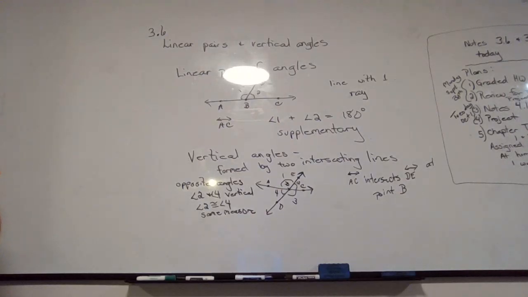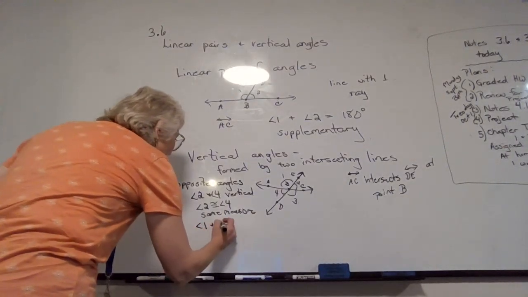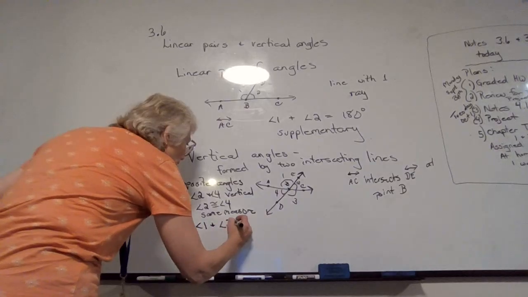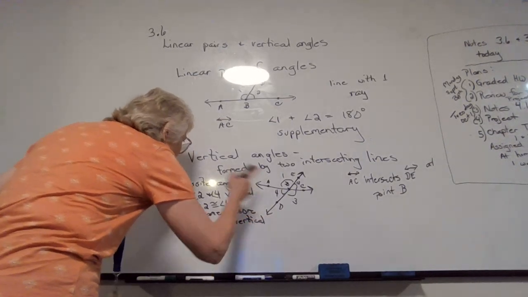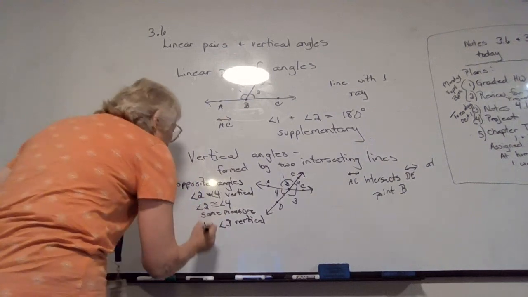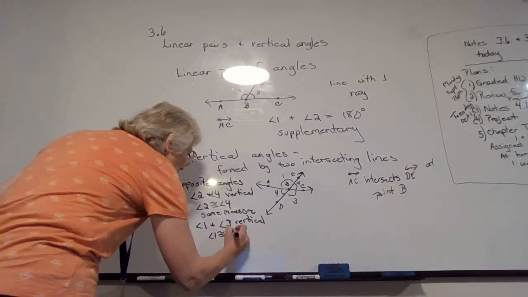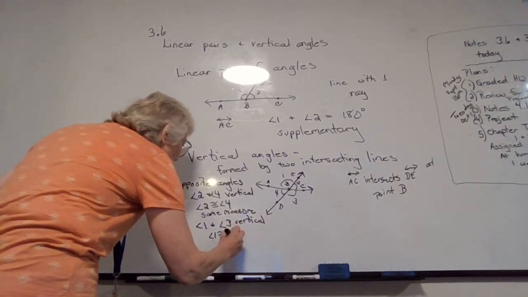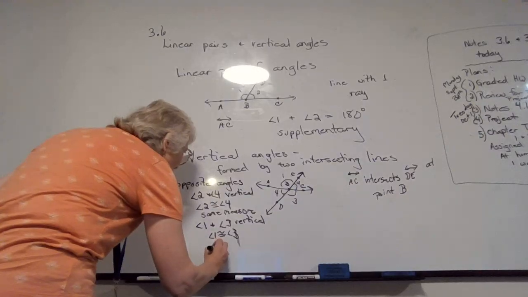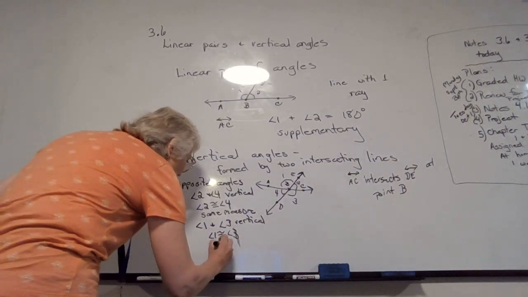Yes, go ahead. Angles 1 and 3. So we also know that angle 1 and angle 3 are vertical. So you get two pairs when you're doing this. So angle 1 and angle 3 are congruent, and they have the same measure.